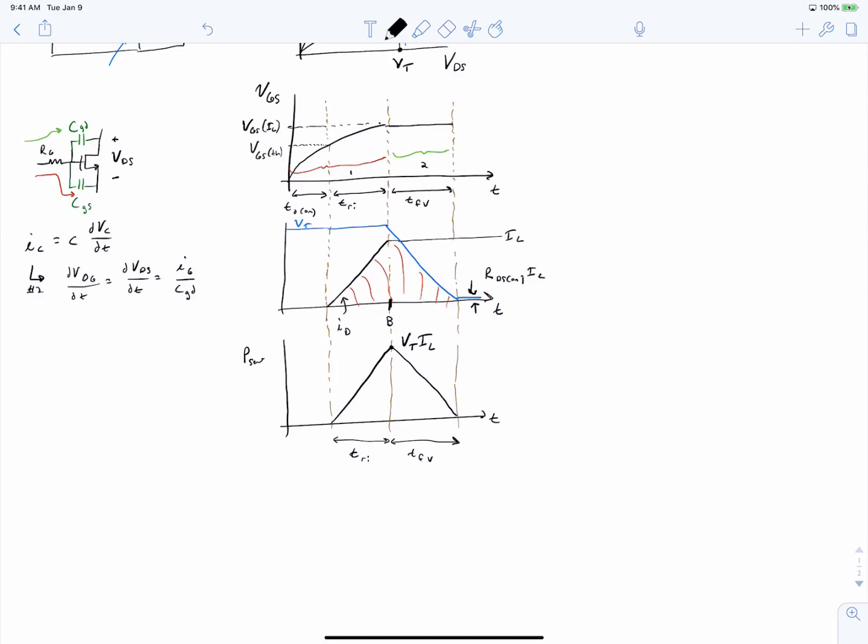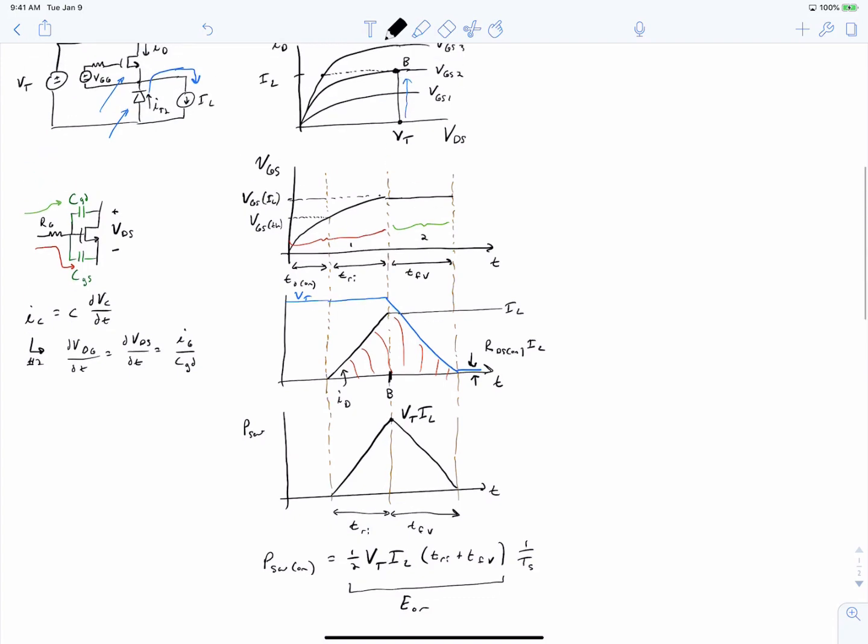So we can get an expression for the average turn on power as being the area of this triangle divided by the period of the triangle. So at this point, this is the integral of that triangle, and this is the total energy it takes to turn the device on. And if we divide this by our switching period, the frequency that this occurs at, we get the power losses, the average power loss. So this is the power loss due to turning the device on. Let's now talk about turning the device off.